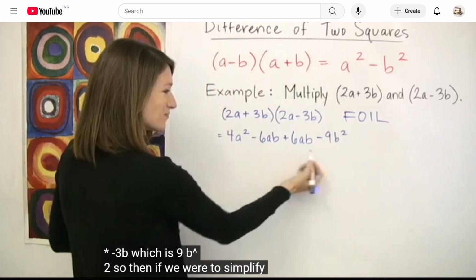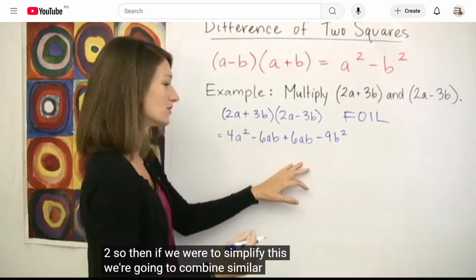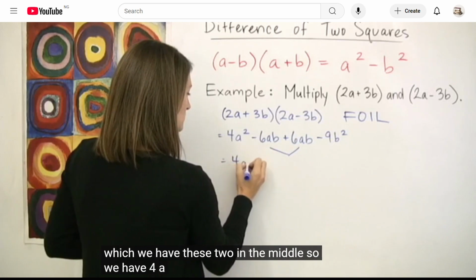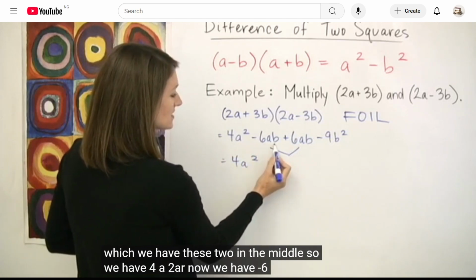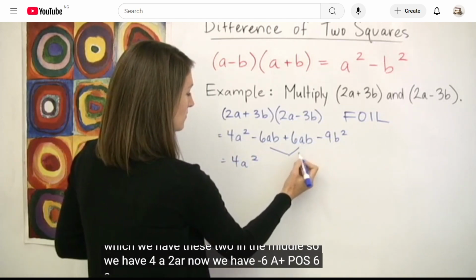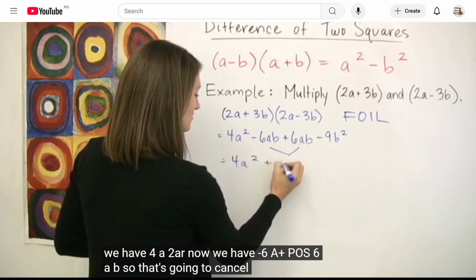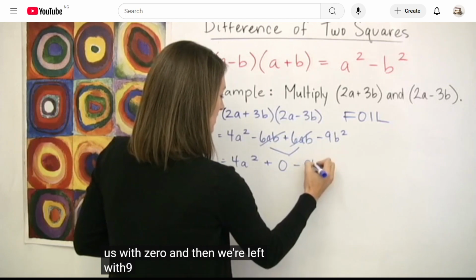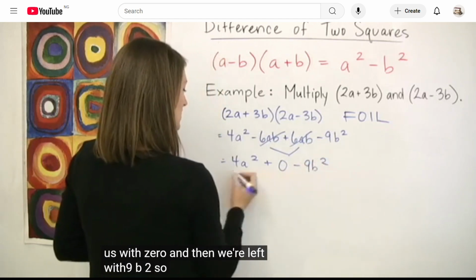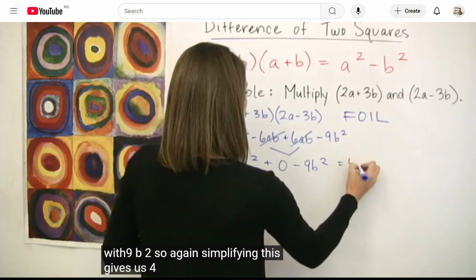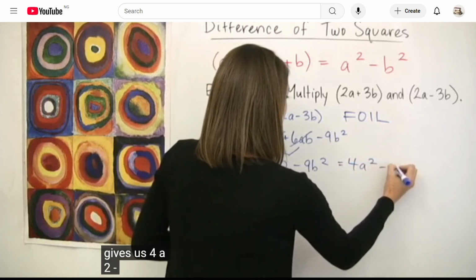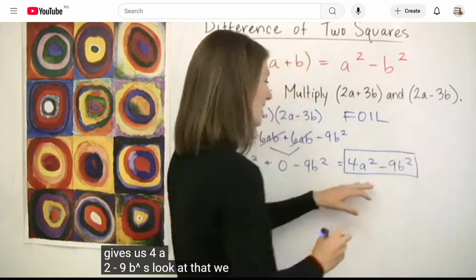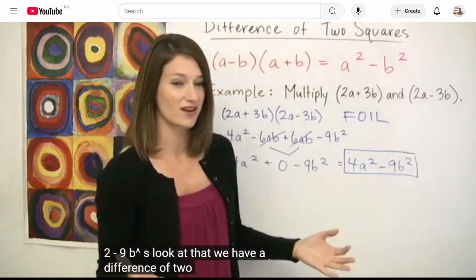So then if we were to simplify this, we're going to combine similar terms, which we have these two in the middle. So we have 4a squared. Now we have negative 6ab plus positive 6ab, so that's going to cancel, just leave us with 0. And then we're left with negative 9b squared. So again, simplifying this gives us 4a squared minus 9b squared. Look at that. We have a difference of two squares.